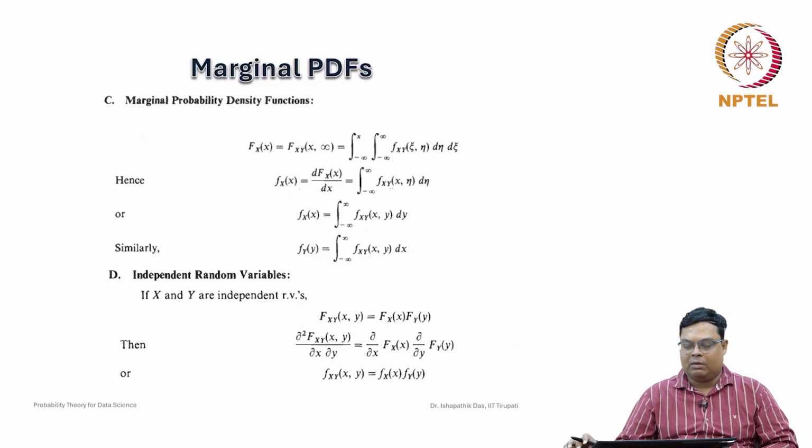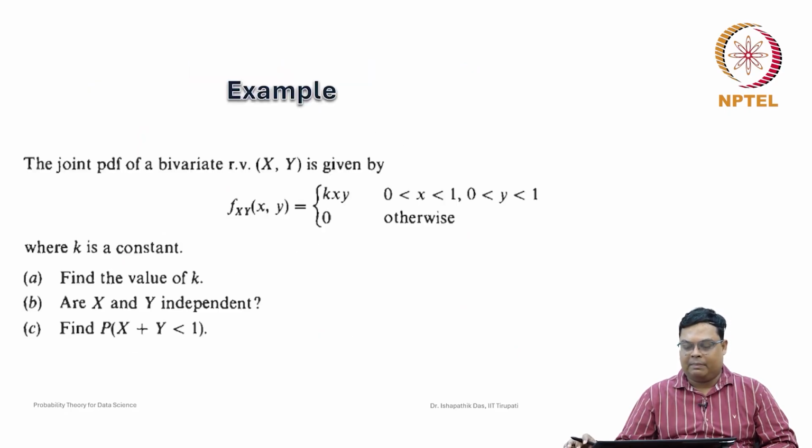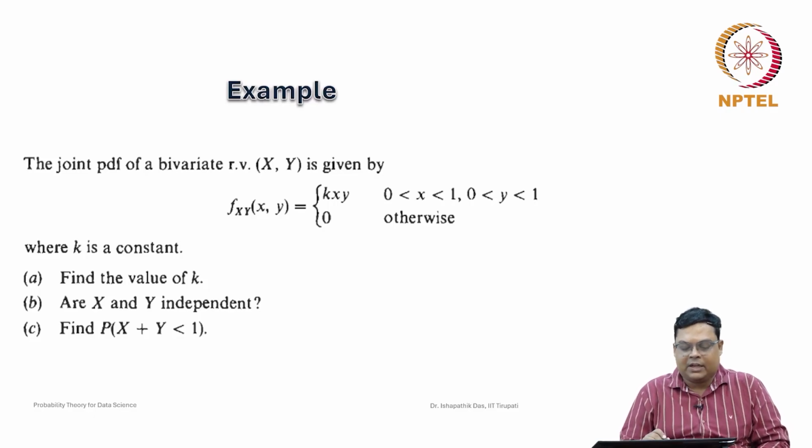So, now we can discuss some examples. Let us discuss this example. Suppose a joint probability density function of a bivariate random variable XY is given by f_XY(x,y) = k x y for 0 < x < 1, 0 < y < 1, and 0 otherwise, where k is a constant. Find the value of k. Are X and Y independent? Find the probability of X + Y less than 1.